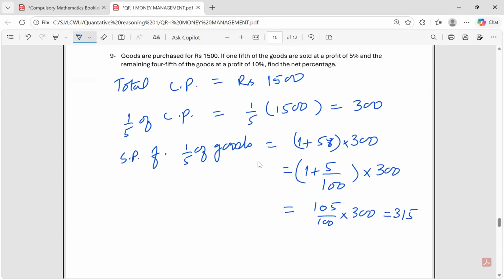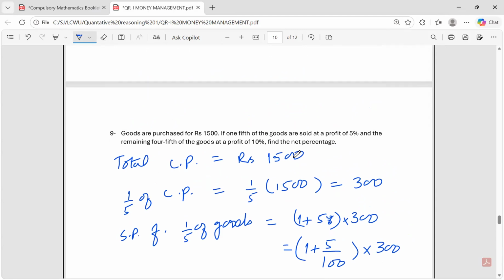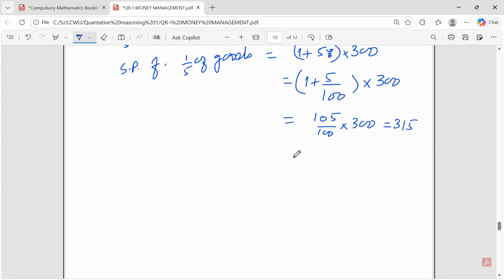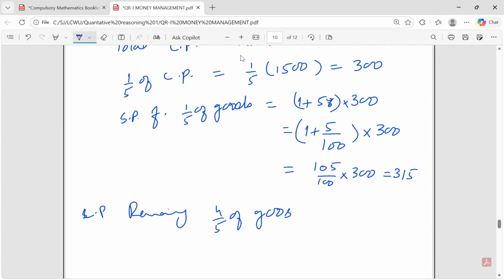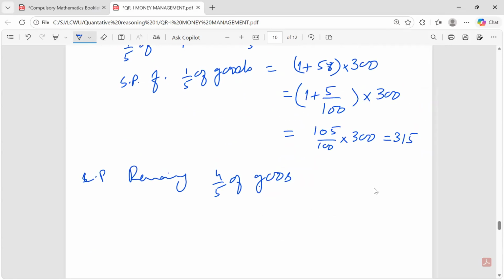So the sale price of 1/5 of the goods is this, and we need to find the net percentage when 1/5 of the goods are sold at a profit of 5% and the remaining 4/5 at a profit of 10%. So 315 is the sale price of 1/5 of the goods. For the remaining 4/5 of the goods, the cost price is 1500 minus 300, equal to 1200.